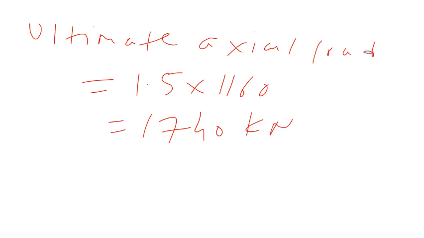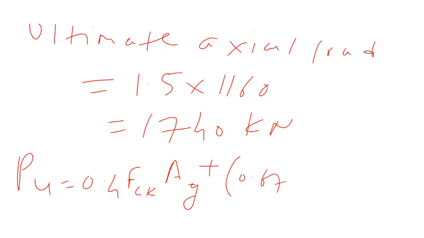So we know the formula for the ultimate load. Pu will be equal to 0.4 fck into the cross area that is resisted by the concrete, plus 0.67 fy minus the reduction 0.4 fck, into the area of steel Asc, right? Asc, area of steel in concrete. So plug in the values.